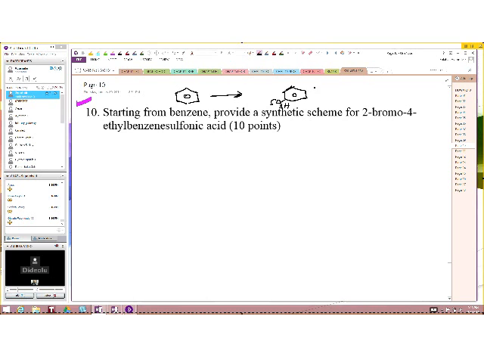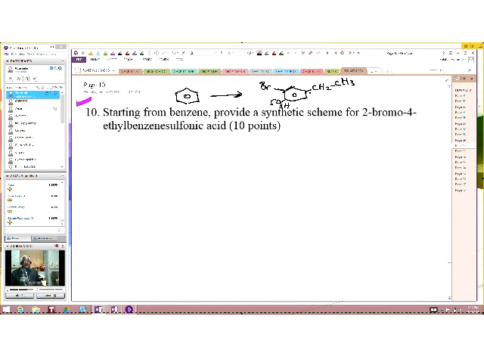Okay, benzene, sulfonic acid, ethyl, and 2-bromo. Okay, we want to go from benzene to this here. Oh, can you turn your mic off? Turn your mic off.